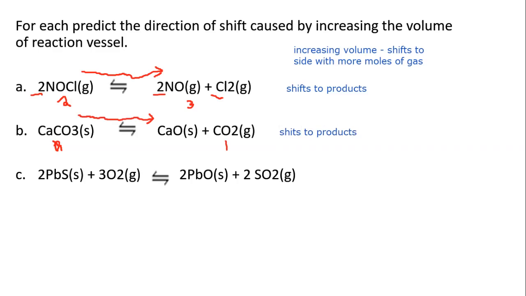Now we look at the last example. On the reactant side, we have 3 moles of gases. On the product side, we have 2 moles of gases. So if we increase the volume, it's going to shift to reactants.